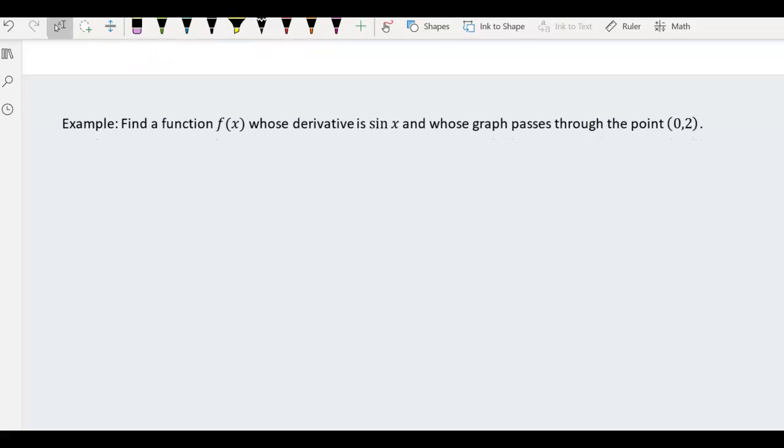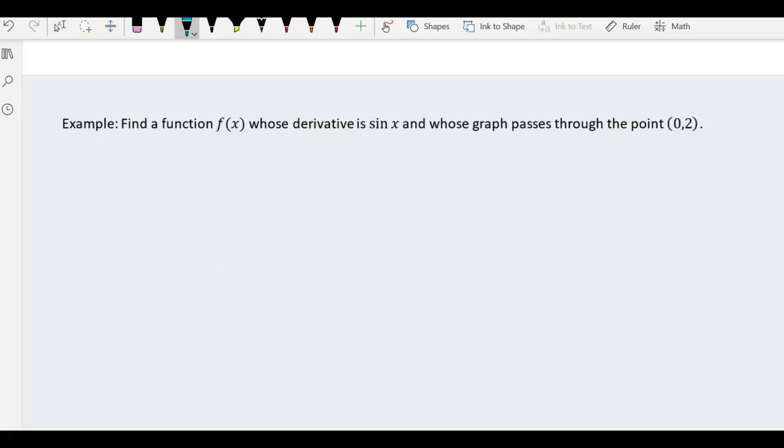Here's an example problem. Suppose that we want to find a function that has a derivative of sine of x and that passes through a particular point. So what we're saying is we want to have the slope be something in particular, and we want it to pass through a particular point. Let's find the function that meets that criteria. So let's call our function g of x.